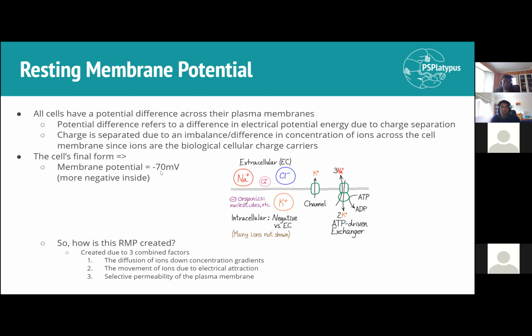However, it remains at negative 70 because of a number of factors. So we have the diffusion of ions. That's going to be how some ions are more permeable across the plasma membrane as opposed to others, and the reasons why. We're going to have movement of ions due to electrical attraction. So we have not only the concentration gradient of the ions themselves, but also ions being attracted to other ions. So we have an electrochemical gradient that's going to be formed.